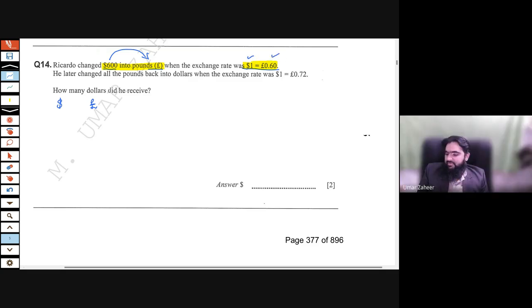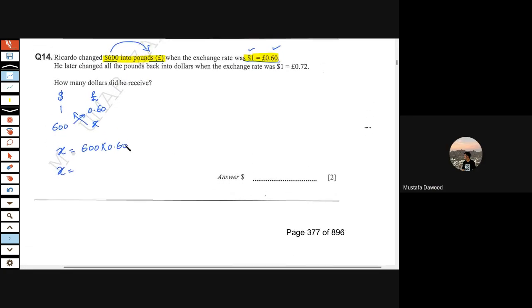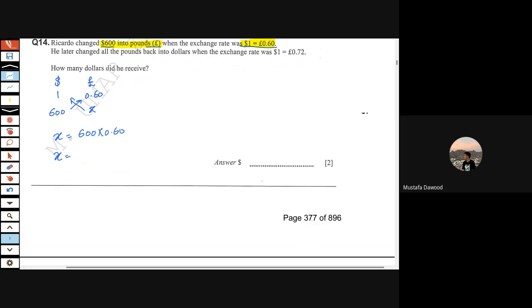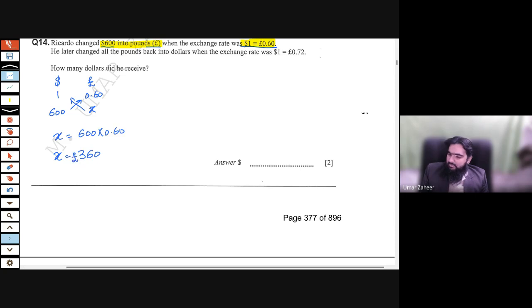We write the rate of exchange, that is 1 and 0.60, and you have $600. You have to find the number of pounds. Just do the cross multiply. It will be x is equal to 600 multiplied by 0.60. Yes, that is equal to 360, sir. 360 pounds.